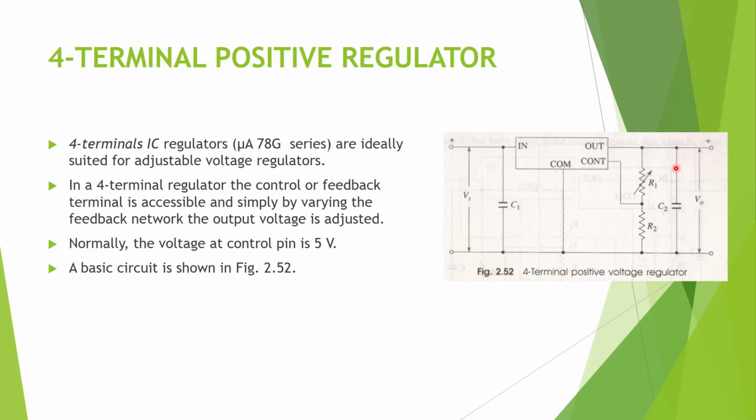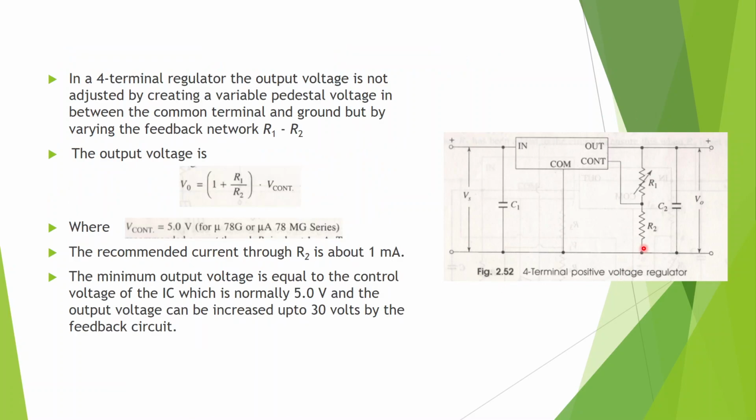In this regulator the control is achieved by varying the voltage at the feedback network. Normally the voltage at this control pin is 5 volt. This is a basic circuit shown here. In the case of a 3 terminal regulator, we varied the output voltage by varying the pedestal voltage at the common point. Pedestal is a voltage which is raised up above the ground. But here we will not do that. We will be varying the feedback network R1 and R2.